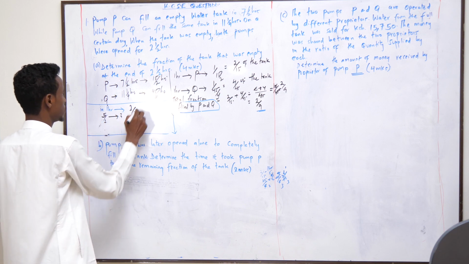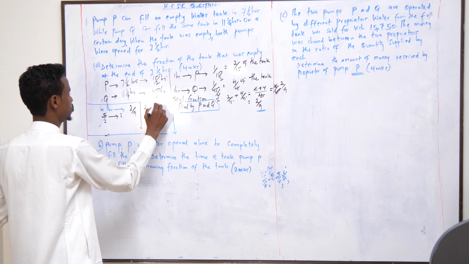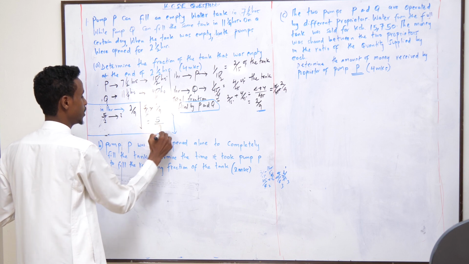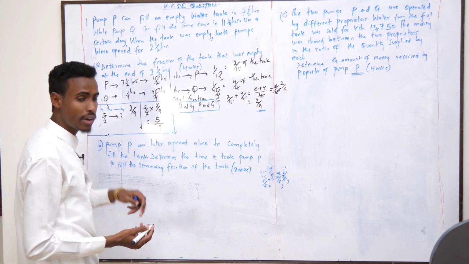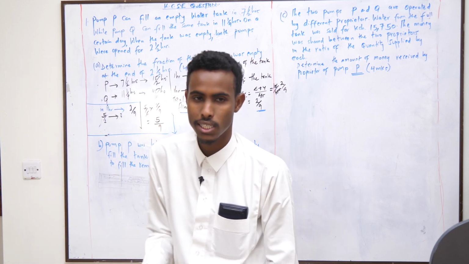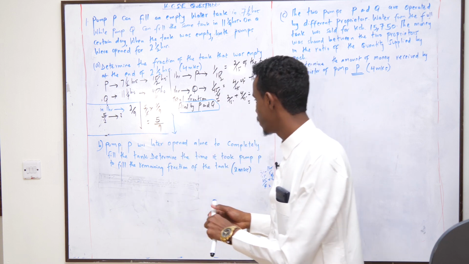Question mark. Now it will be very simple. 5 out of 2 times 2 out of 9 by 2 and by 2. Now class, 5 out of 9 of the tank will be filled in 2.5 hours by both pump P and pump Q, and that is now the answer here.